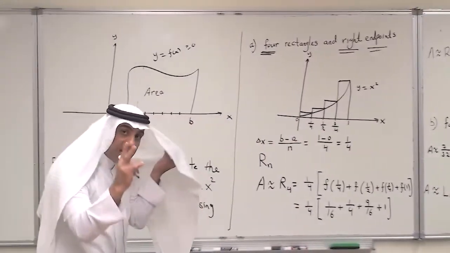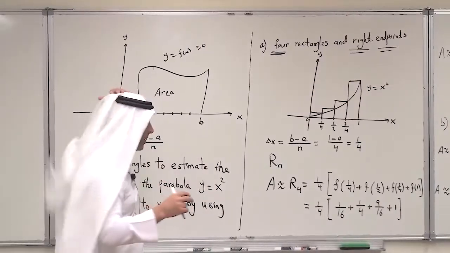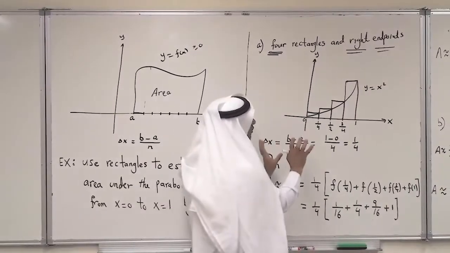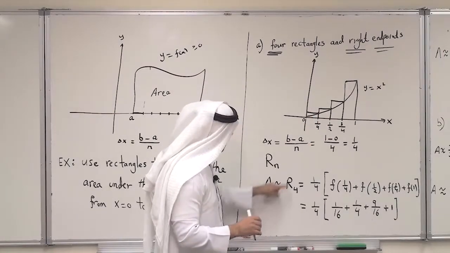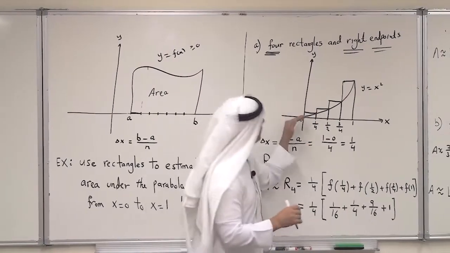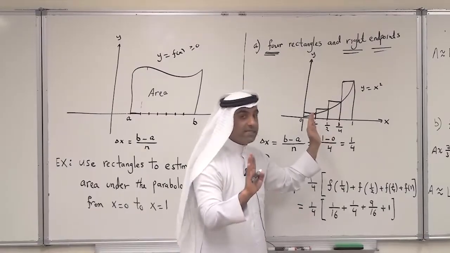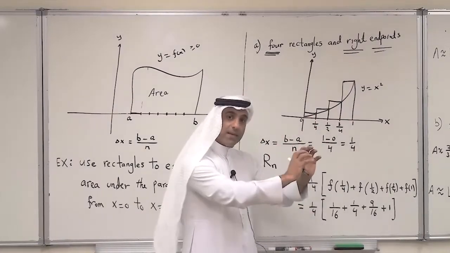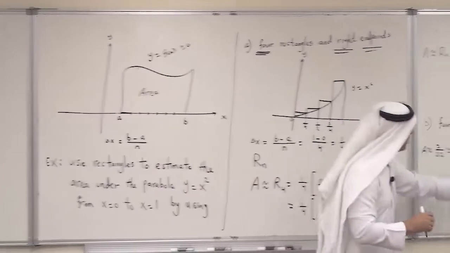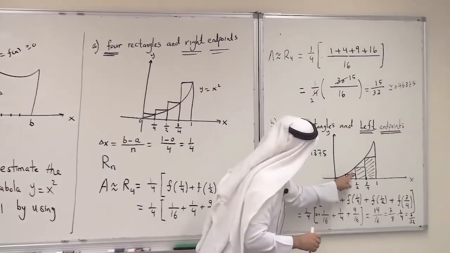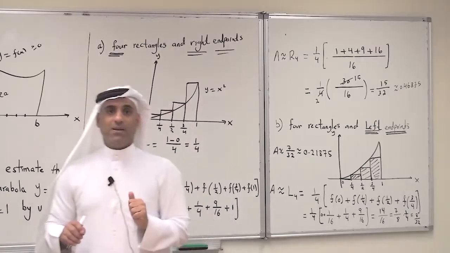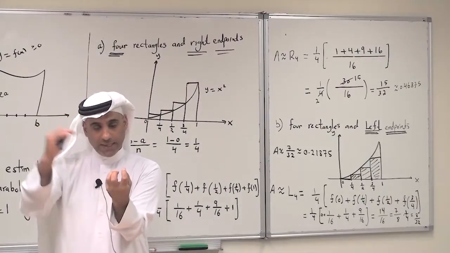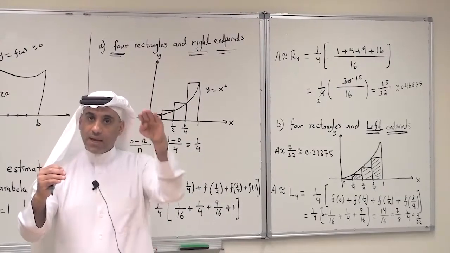Now, let us take a note of the following. We did 2 types of approximation. The first one gives us an overestimate of the area. Why? Because whatever we get by R4 is more than the exact area. So we call it an overestimate. By the second one, we are losing some portions of the graph here, so we are underestimating the area. So one estimation gives us an overestimate, and the other one gives us an underestimate.